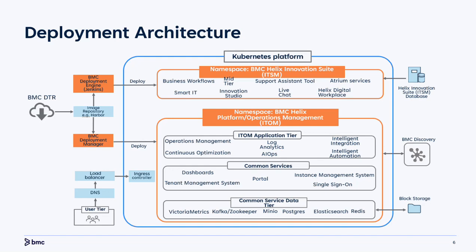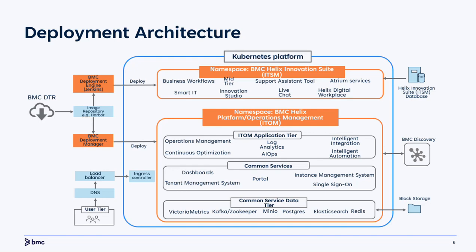This diagram also includes the ITOM components, so BHOM, BHCO, for example. Those are optional, and if you're just installing the Helix platform for ITSM use, you only need what's called the common services layer. So that's the portal, tenant management system, and then underneath that, the data layer. Postgres, for example, is used by the RSSO single sign-on system. So it's just the bottom two layers in that Helix platform namespace that are required for Helix Innovation Suite.